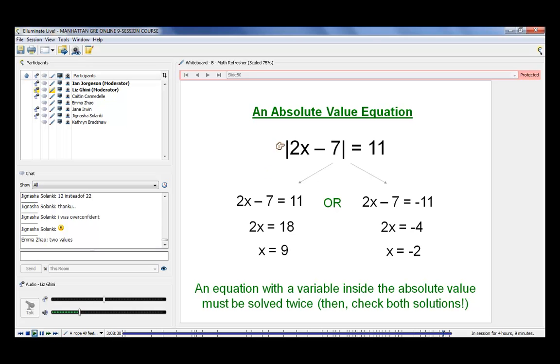Okay, so here you have two possibilities, because 2X minus 7 could be a positive number, could be 11, or 2X minus 7 could be negative 11. This is the part that people forget about. They try to trick you into forgetting about the negative possibility, all right? Whenever you have an equation with a variable inside the absolute value, you have to solve twice, okay?